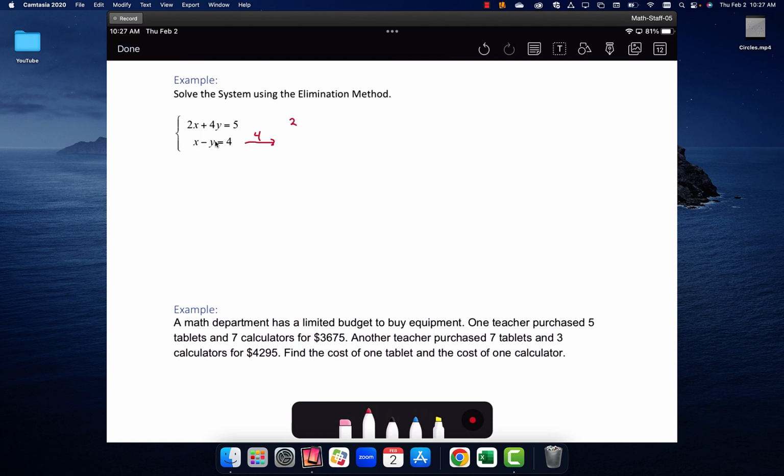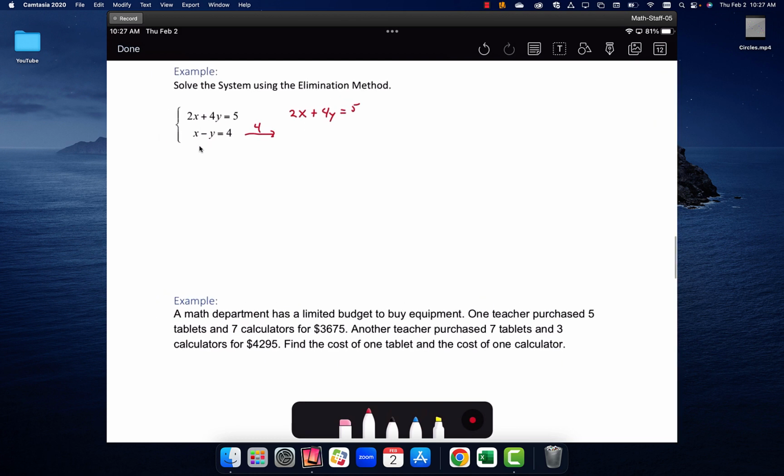So the top we're going to leave as it is. We don't need to change it. And we're going to multiply every term in the bottom equation by 4. So we get 4x minus 4y equals 16. Again, we're just distributing that 4 to each of these coefficients. And now notice what happens when we add these two equations. We get 6x, the y's cancel, that's what we wanted to happen. 6x equals 21. And then we can divide by 6, and we get that x is 21 over 6, or that reduces to 7/2.